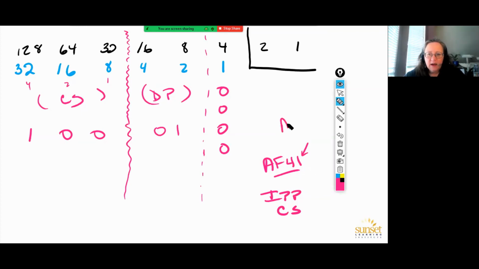If I had AF33, well, AF33, the first 3 bits are this 3, so that would be a 0 and a 1 and a 1. And then the second bits would be a 3, and that would be, of course, 1 and 2, so you get 1 and 1. And that, as always, that last bit is 0.